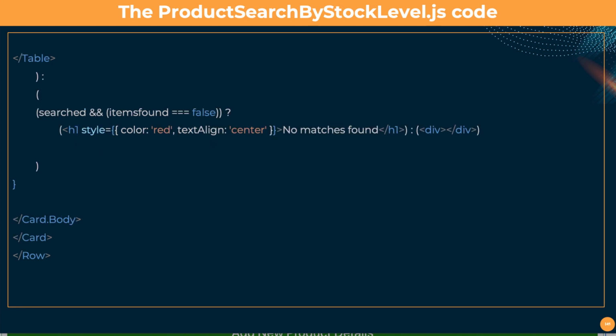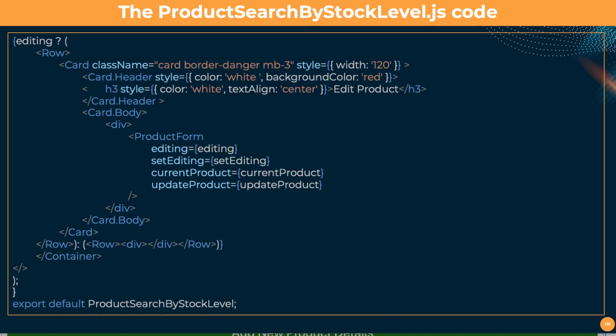We'll also have a no matches found if the searched is true and the items found is false. Then once again we have this ternary for the conditional rendering. If it's editing, then we will have a call to the product form passing in editing, set editing, the current product and the update. Otherwise we simply say we want a row.